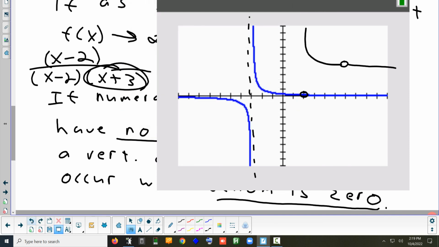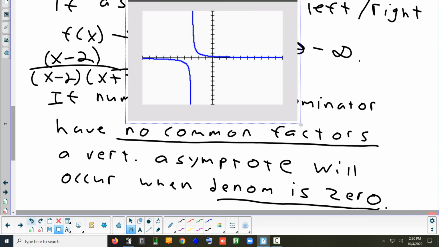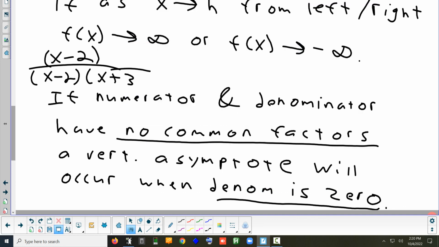So, any questions on what I mean by common factor, numerator and denominator? And how would you know if you have a common factor? Well, you factor it, and then you look at it. If they match up, no asymptote.